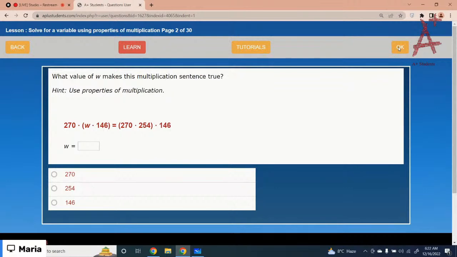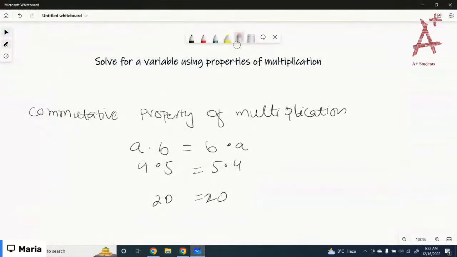Okay, what value of W makes the multiplication sentence true? Whenever you have three of the numbers involved, that is the associative property. Got it?